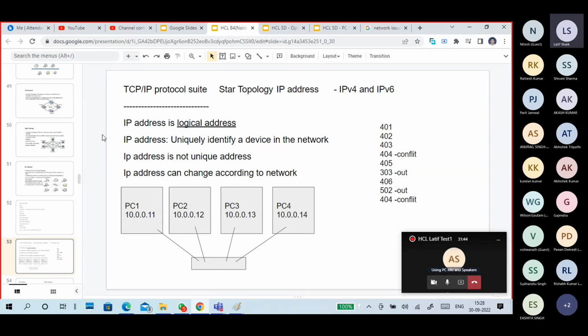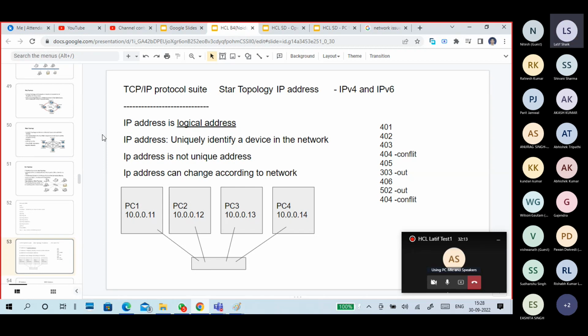Okay. So at that point I said no, I will tell you. So what is an IP address? IP address is a logical address. IP address uniquely identifies a device in the network. Two points are there. So what is an IP address? IP address uniquely identifies a device in the network. So you want to identify a device in the network, not just identify the device. Identify the device in the network.